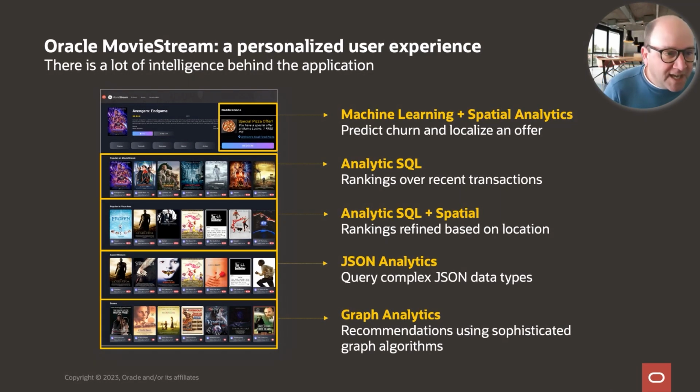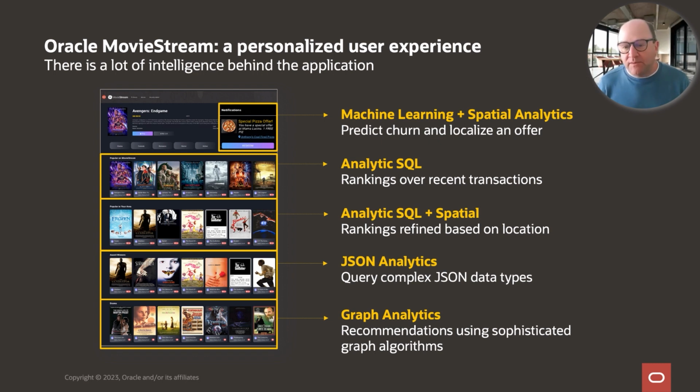MovieStream's built a lot of intelligence into their application. So on the top here, you can see that machine learning. That's used to predict customers that are at risk and then make a localized offer. In this case, we'll be looking at making a pizza offer for people who are predicted to be at risk.